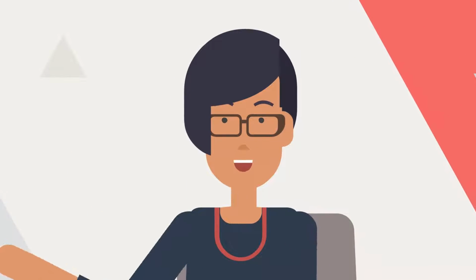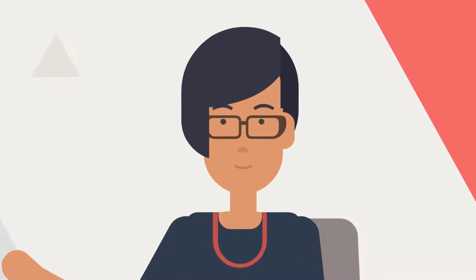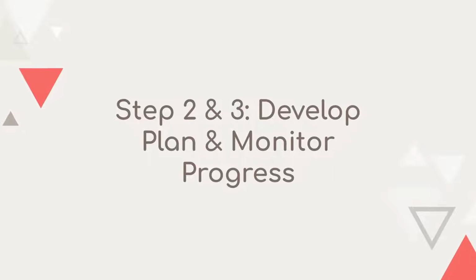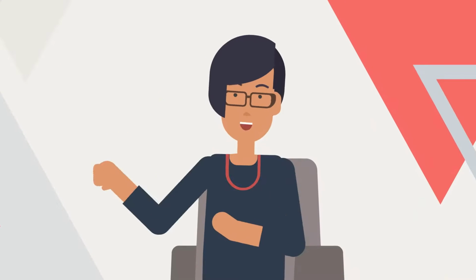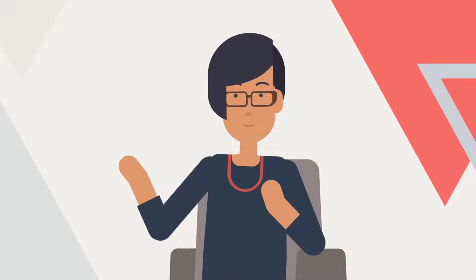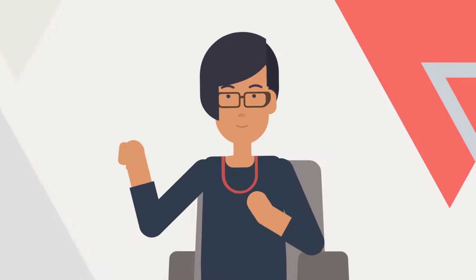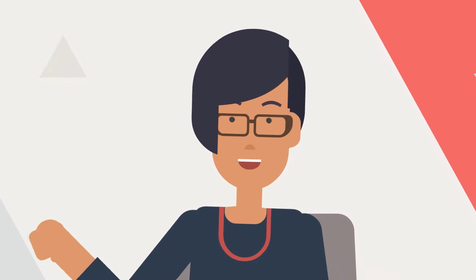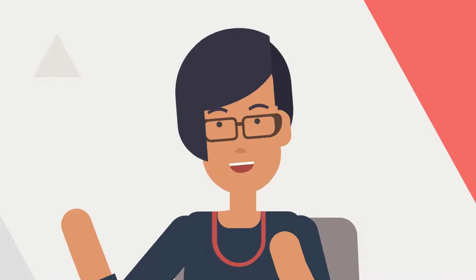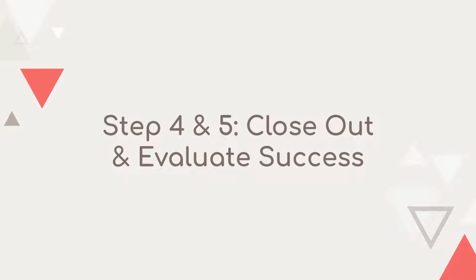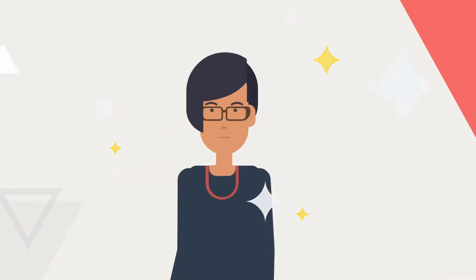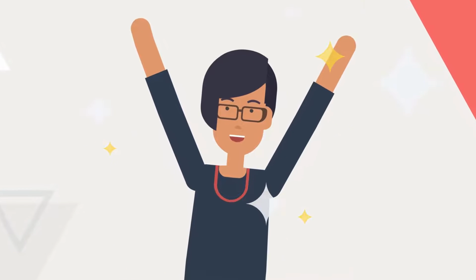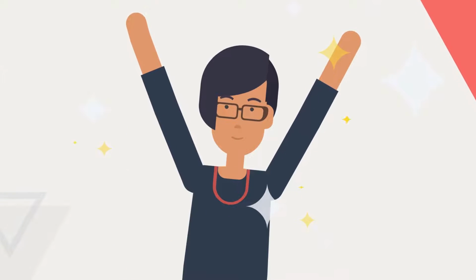Step 1. Define the project scope and objectives. Step 2. Develop a detailed project plan with timelines and milestones. Step 3. Monitor progress against the plan and adjust as necessary. Step 4. Close out the project and evaluate its success.